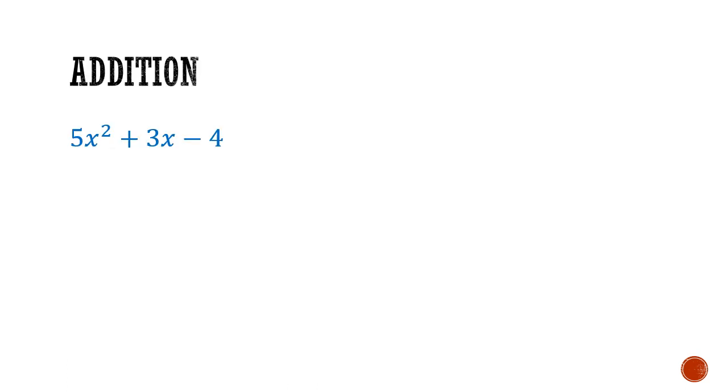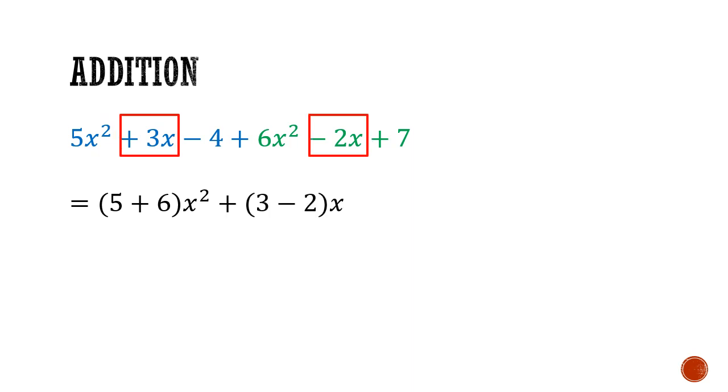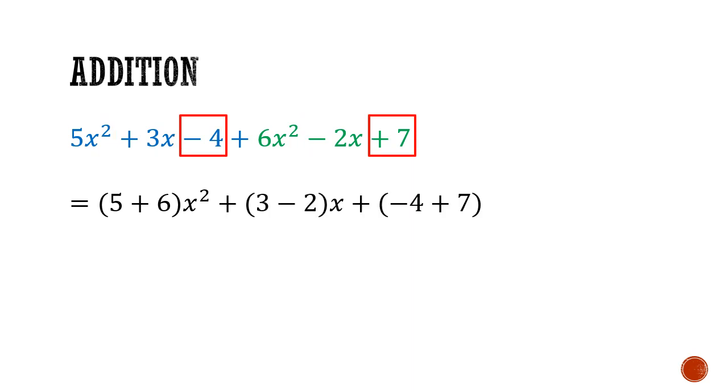Let's now look at how to add two polynomials together. This is a basic recap of Sec 1 algebra. Looking at the blue and green quadratic expressions, we add the like terms together. Like terms are terms where the exponents of the variables are equal. So the like term of 5x squared is 6x squared, and we add them together. The like term of 3x is negative 2x. We add them together. And the like terms for the constant terms are just each other. So negative 4 plus 7. So simplifying, we'll get 11x squared plus x plus 3.